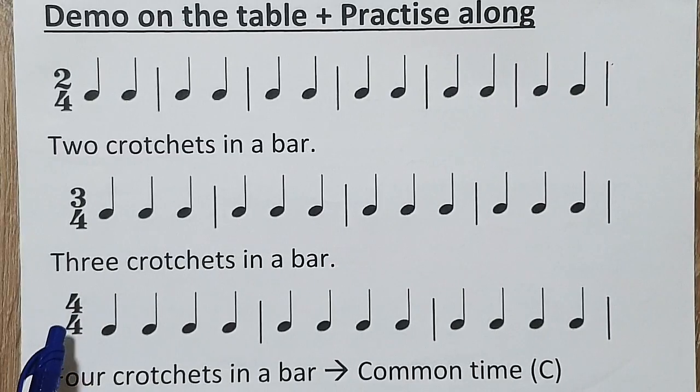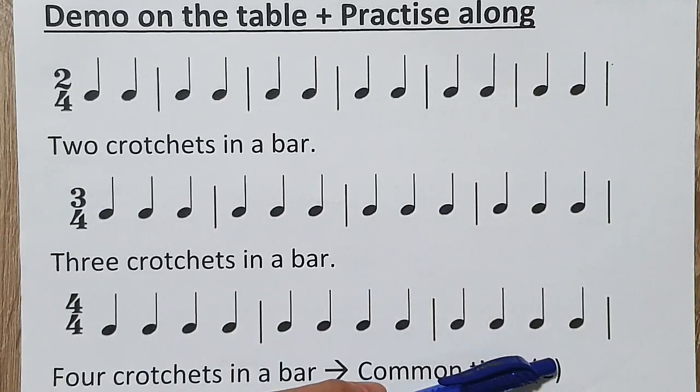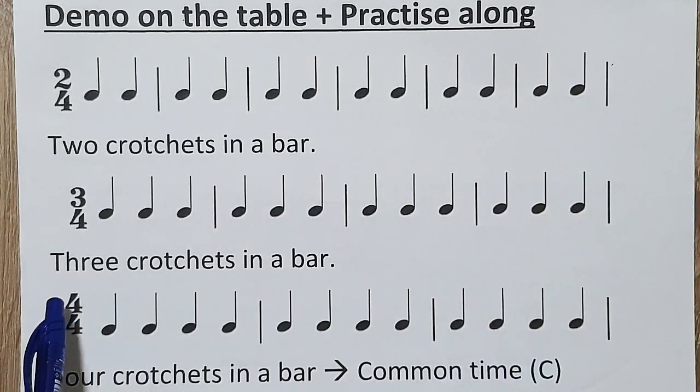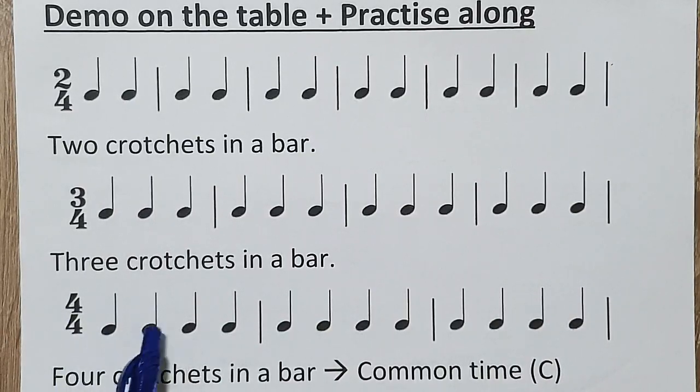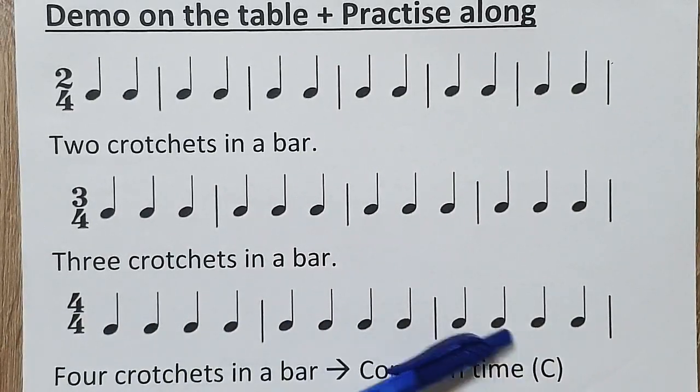Next, when you see 4/4, it means 4 crotchets in a bar. This can be represented by common time, which is a C. So instead of writing 4/4, you may see some people just write a C over here. It means the same thing, 4 crotchets in a bar. Let's go. 1-2-3-4, 1-2-3-4, 1-2-3-4.